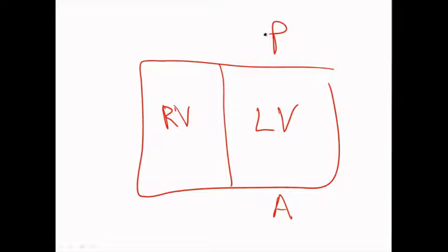Now, the most common artery involved in myocardial infarction would be the left anterior descending, which would run somewhere here. And remember that when you get occlusion of the left anterior descending, you're going to get infarction of the anterior wall of the ventricle, along with the anterior portion of the interventricular septum.